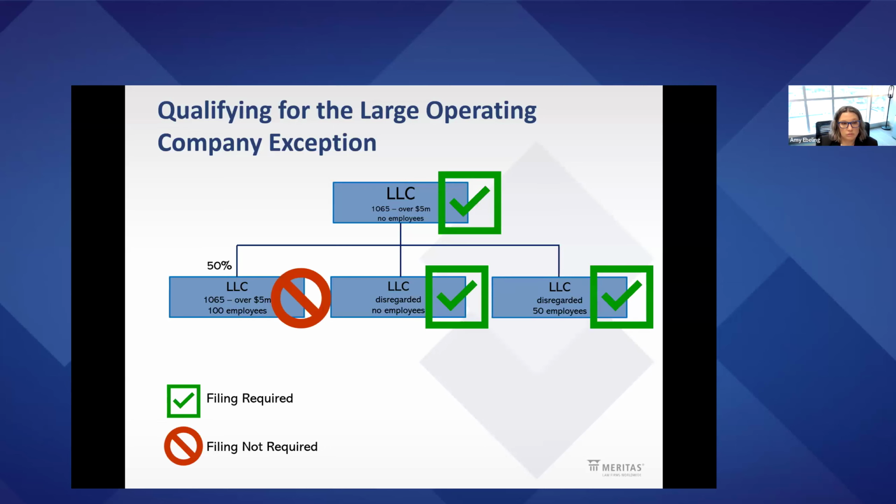The result is a mixed result. The parent company has to file with FinCEN for the CTA because it does not have employees. It cannot meet the large operating company exemption. The LLC on the left, that's 50% owned, does not have a filing requirement with FinCEN because it can meet the large operating company exemption. It files its own tax return as a partnership, reporting over $5 million in gross proceeds, and it has 100 employees. The other two entities in the center and on the right would have to file with FinCEN because they do not meet the large operating company exemption and they do not meet the subsidiary exemption.